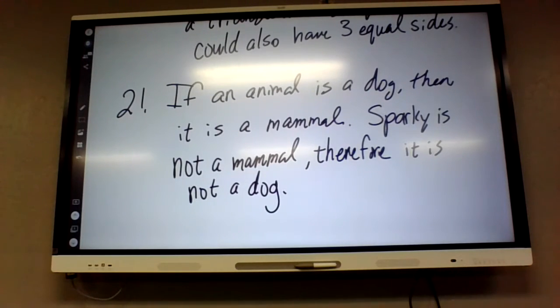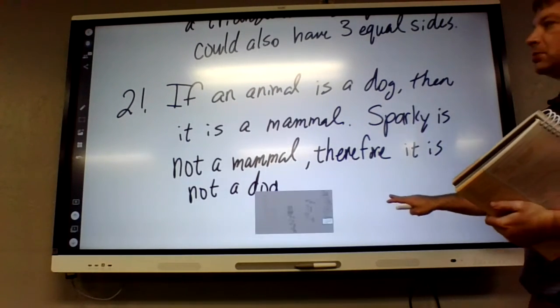Sparky sounds like a dog name, though. It could be a Sparky or male. They're subverting expectations. All right. I hate this.